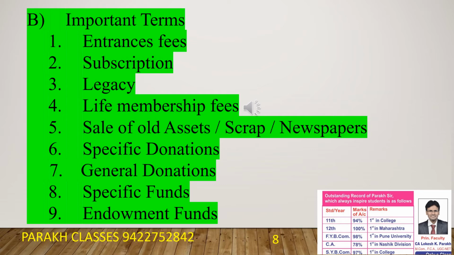Life membership fees, Ajivan Sabasad Shulk, sale of old assets, scraps, newspapers, etc. Specific donation, that is for a special purpose, and general donation that the organization can use anywhere. Specific funds, endowment funds, special funds: these funds are created for various purposes that we are going to study here.